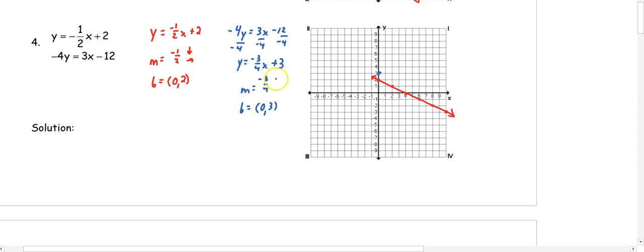I'm going to go with my slope down 3 and right 4. I have my intersection point. I'm going to go down 3 more and right 4, so I have a nice line. And then I can see my intersection point. In this case, my intersection point is 4, 0.